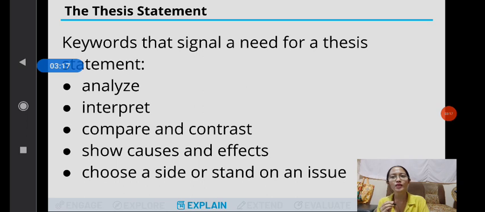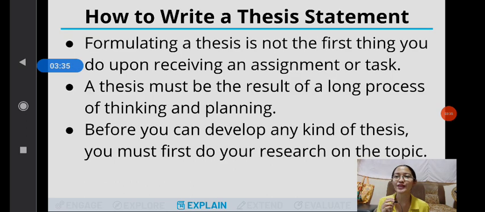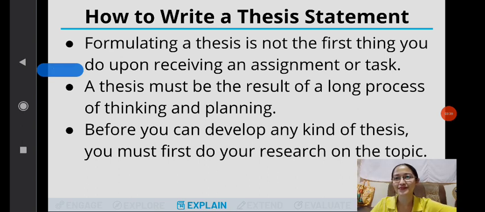Okay, what are the key words that signal a need for a thesis statement? These are some of the words: analyze, interpret, compare and contrast, show causes and effects, or choosing a side or stand on an issue. Okay, now let's move on to how to write a thesis statement.